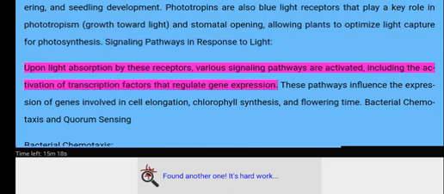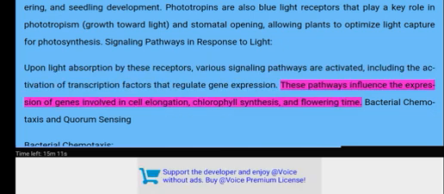Signaling pathways in response to light. Upon light absorption by these receptors, various signaling pathways are activated, including the activation of transcription factors that regulate gene expression. These pathways influence the expression of genes involved in cell elongation, chlorophyll synthesis, and flowering time.